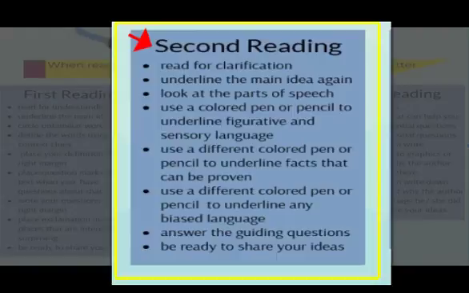Within this reading, you're going to underline the main idea again, so that you can see if your idea has changed. You're going to look at the parts of speech and the figurative and sensory language to help you get a better understanding of the author's style. You want to underline facts that can be proven and that you may be able to use in your analysis or answering of essential questions.